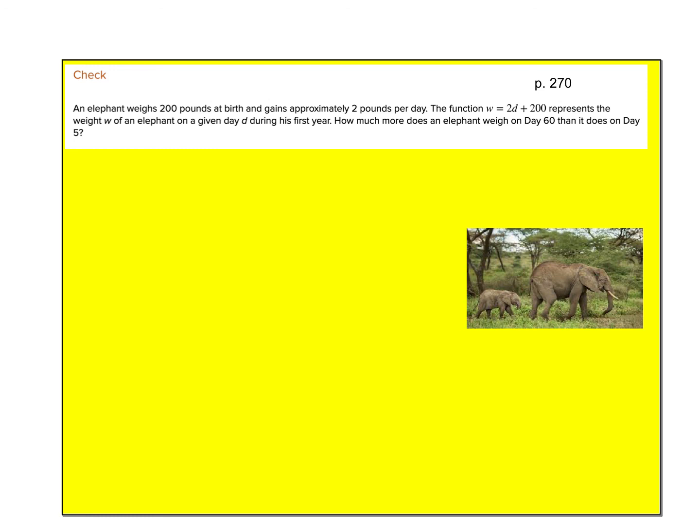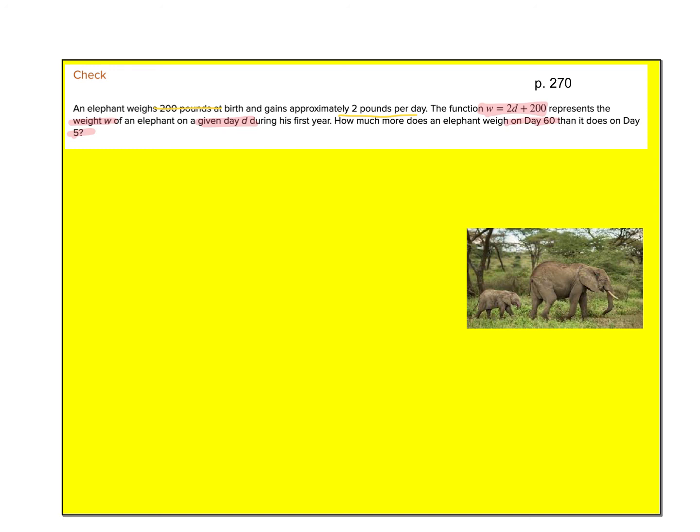All right, so question, hopefully you read it a couple times. It says an elephant weighs 200 pounds at birth and then gains approximately 2 pounds per day. So they wrote an equation for you already. It says the function w equals 2d plus 200 represents the weight, w, of an elephant on a given day, d, during its first year. How much more does an elephant weigh on day 60 than on day 5?